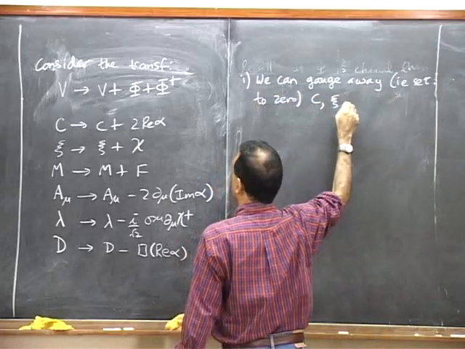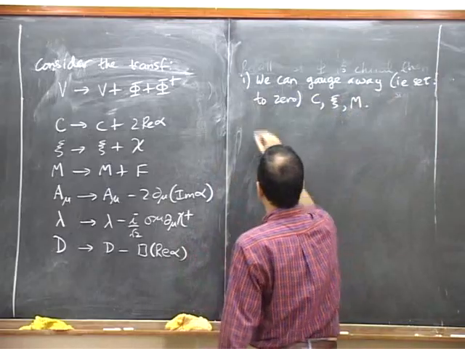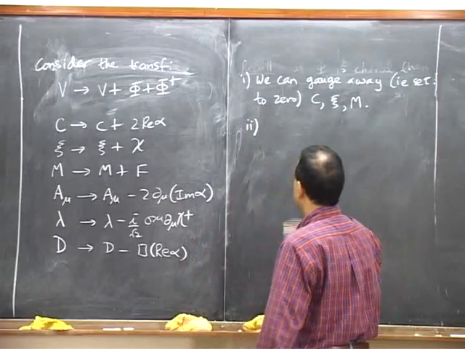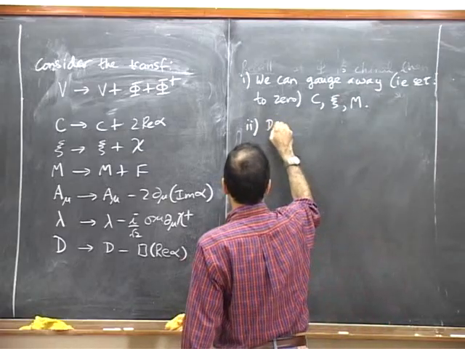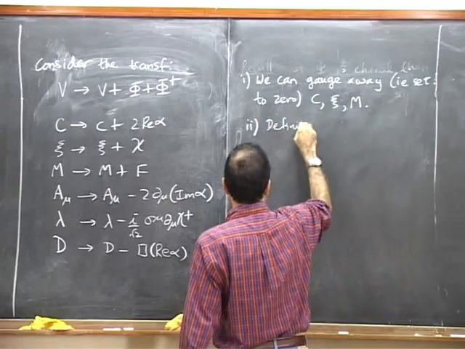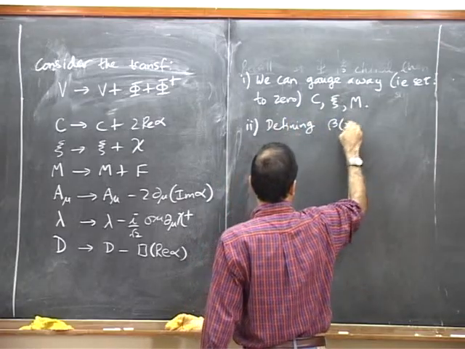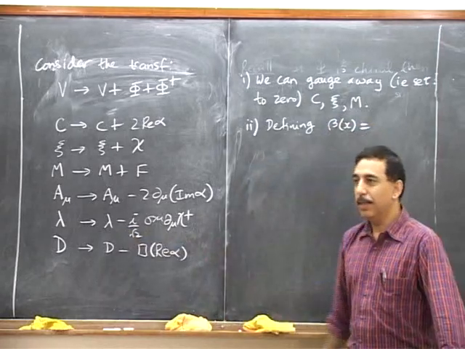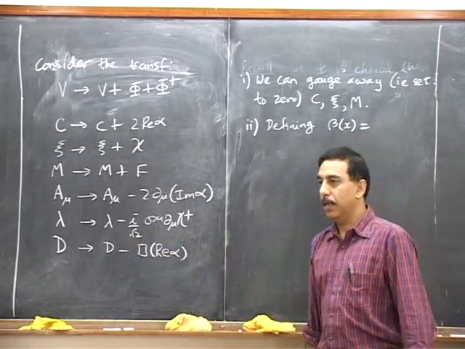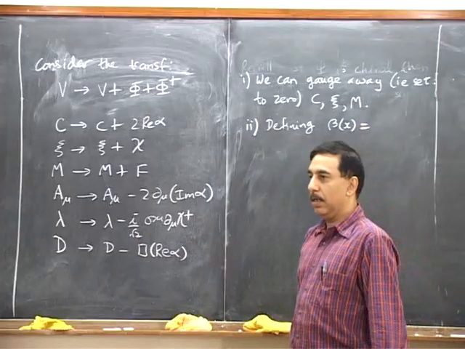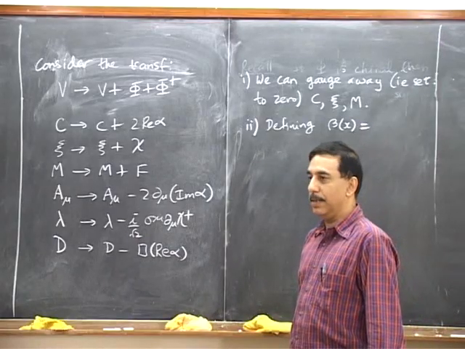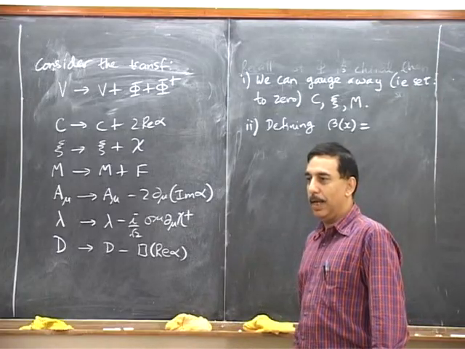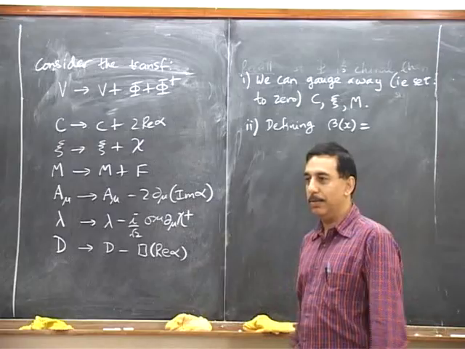C, psi and M. The second observation is that defining a real function beta of x, I won't call it lambda because there's a fermion called lambda. You cannot gauge away a general A mu by adding d mu of something. If you could, then all gauge fields would be gauge equivalent to 0.